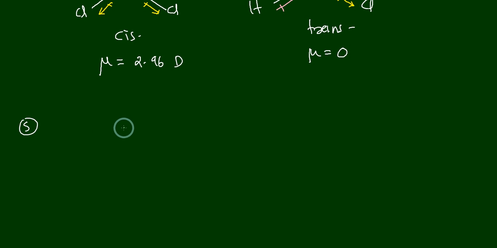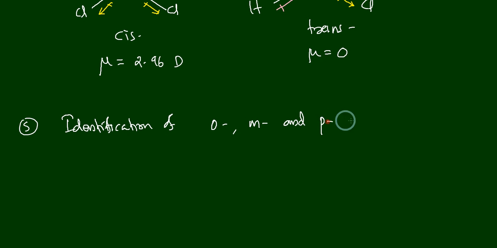That is another structural application. The next one, the fifth one, I will conclude with: the identification of ortho, meta and para isomers. For example, we can check the dipole moments of ortho dichlorobenzene, meta dichlorobenzene and para dichlorobenzene.